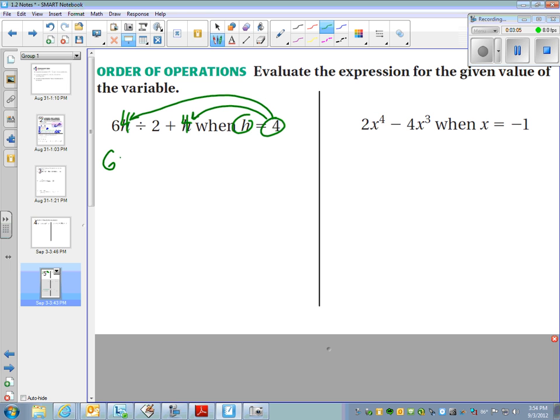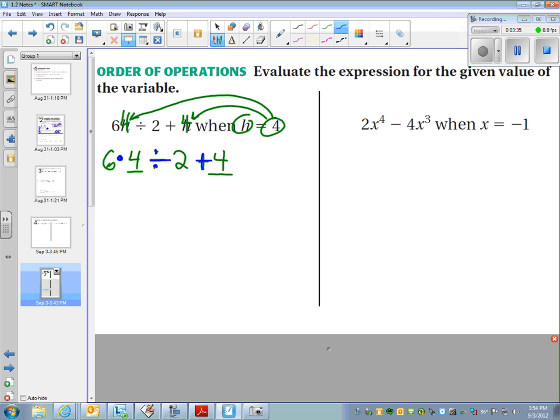So we have 6 times 4 divided by 2 plus 4, because we replace the H's with numbers. That's the cool part about the letters, that we can put any number we want in there. The book just happened to tell us 4. Could have said 1,000, could have said 1,000,000, could have said a googol, which is a lot. But anyway, now, if we look at this problem, we have multiplication, we have division, and we have addition.